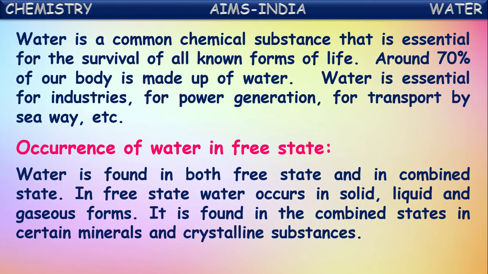In the free state, water exists in three different physical states like solid, liquid, and gas. Where does it exist in solid form? Do you know? Water exists in the solid form in the glaciers, isn't it? In the liquid form, on the earth's surface, it exists largely in the form of oceans, rivers, and lakes. And in the gaseous form, it is available in the atmosphere in the vapor form, which is called moisture, humidity. In this way, water is available in the free state in the three physical states: solid, liquid, and gaseous forms.